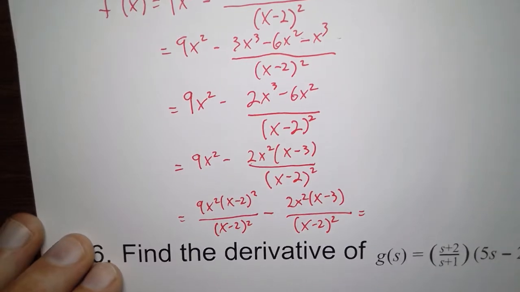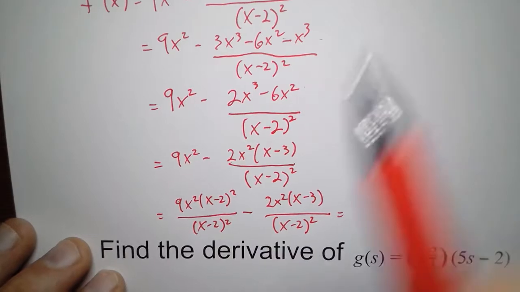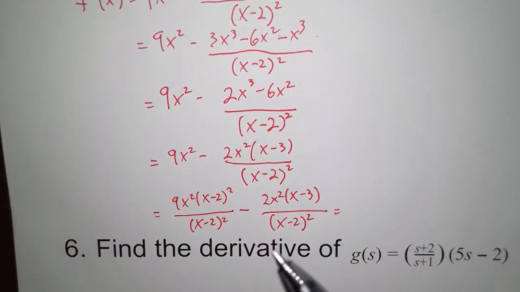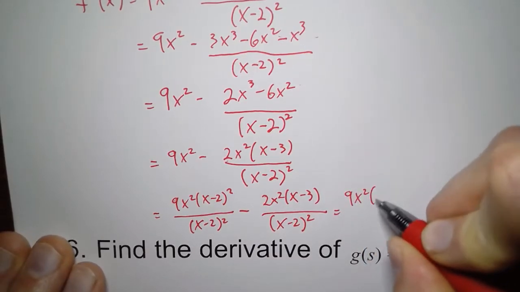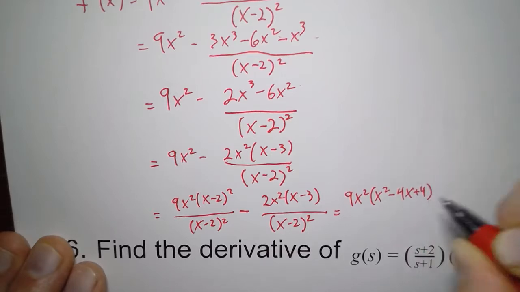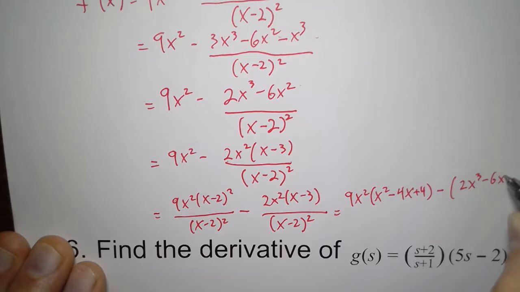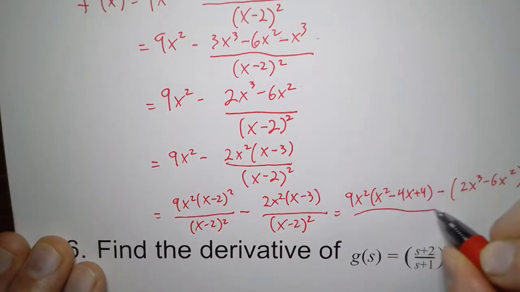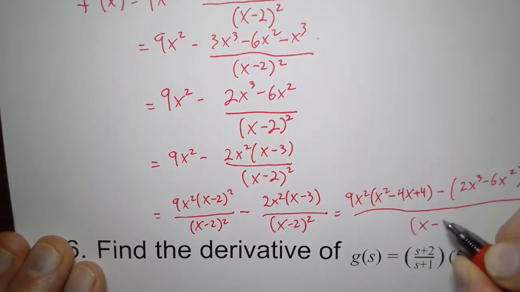So moving off to the side here, now we can expand this back out to what it was before up here. First we'll expand out the x minus 2 quantity squared. So we have 9x squared times x squared minus 4x plus 4 minus the quantity 2x cubed minus 6x squared. And there's really no need ever to expand out your denominator. It's always going to be whatever your original denominator was squared.